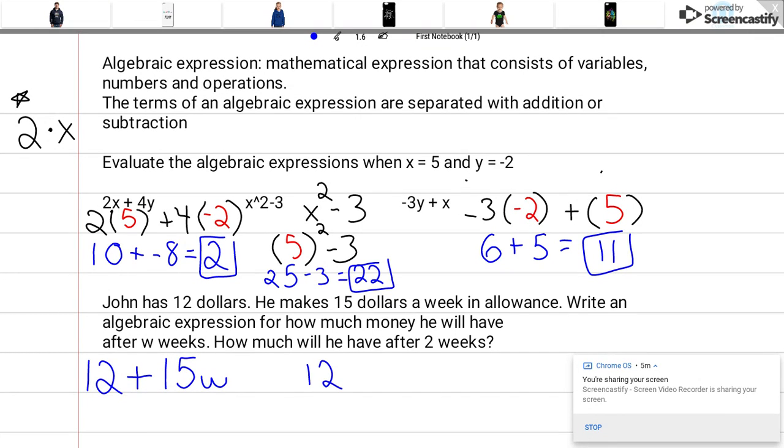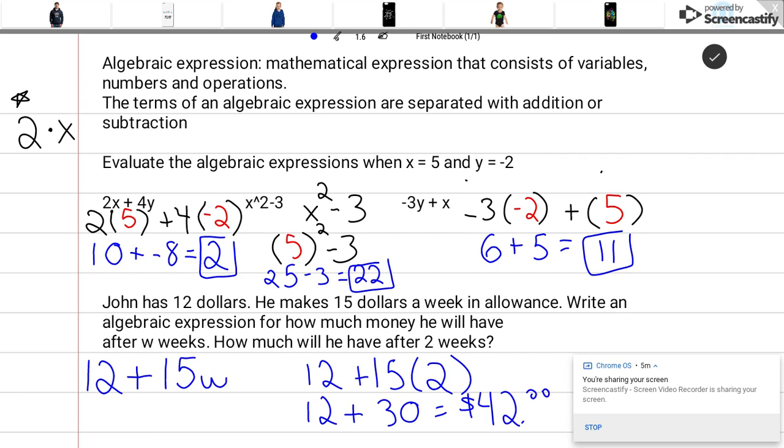I'm going to rewrite my problem, but I'm going to open those parentheses like we did above. And I'm going to put a 2 in there because we want to know 2 weeks. So I'm going to add 12 to 15 times 2, which is 30. And 12 plus 30 is $42. That is how much money he will have after 2 weeks.